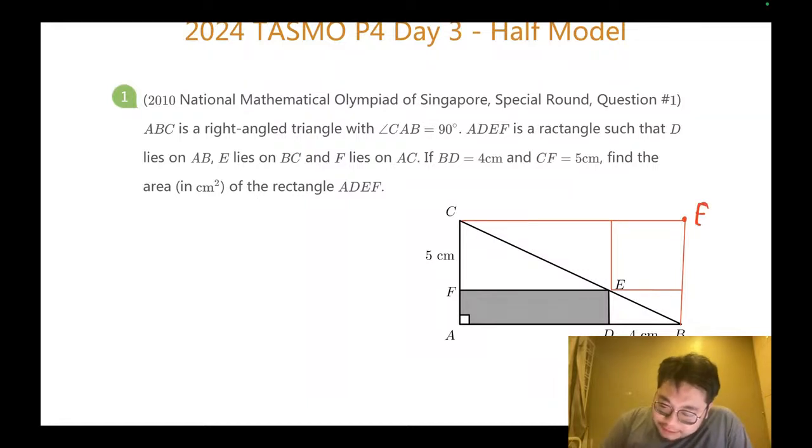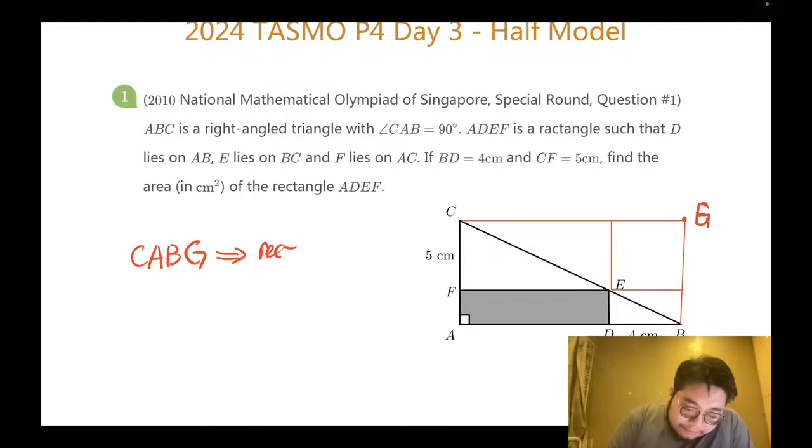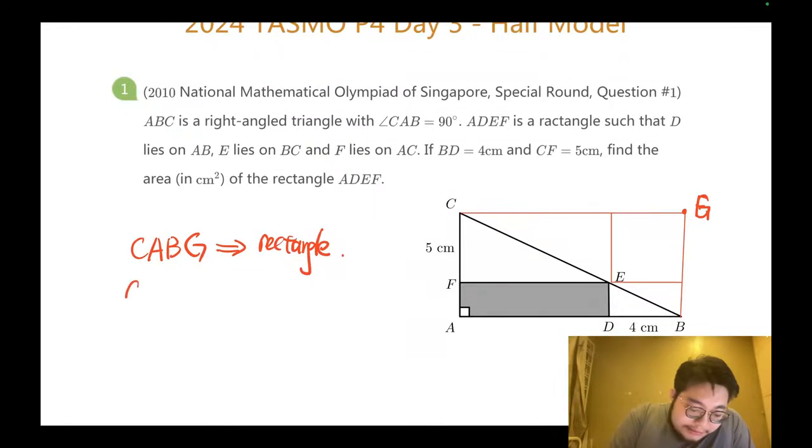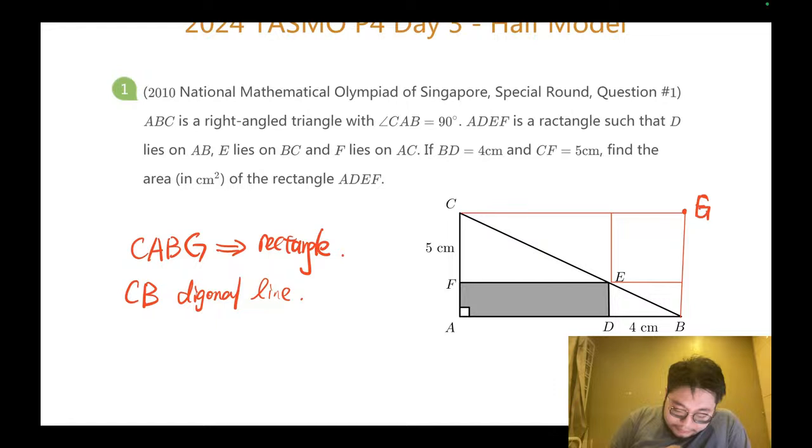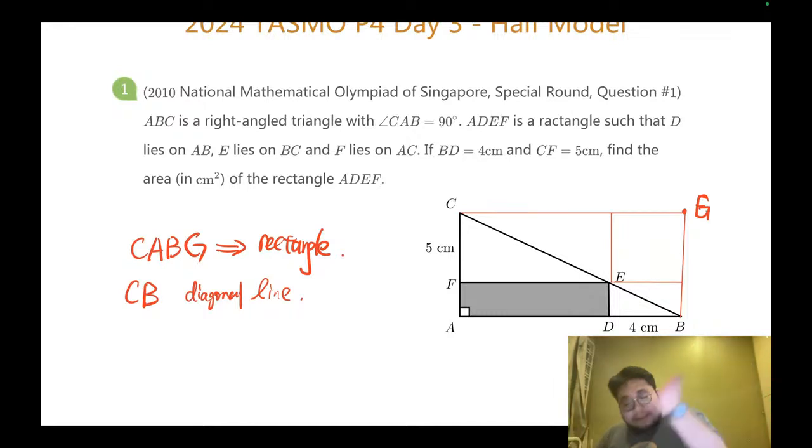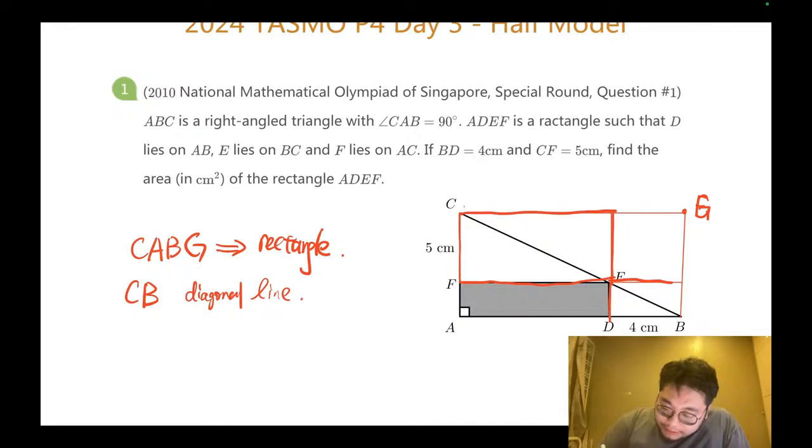Okay. Sorry, we have F, G. So we know CABG, of course, is a kind of rectangle, and CB is the diagonal line. Sorry, I spelled it wrongly. Diagonal line. So that means this CB actually separates this rectangle into half. And also this one is also a kind of rectangle. This one is also a kind of rectangle.